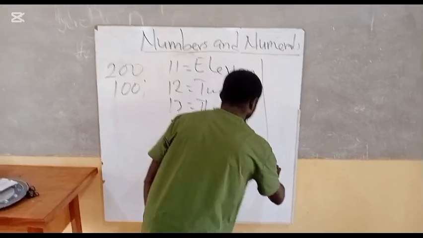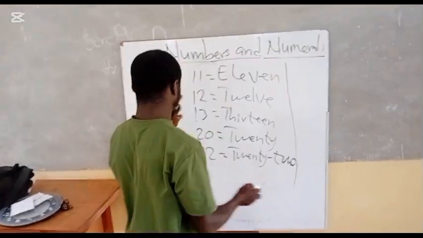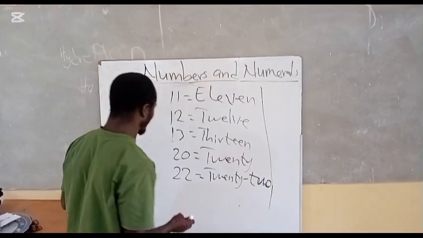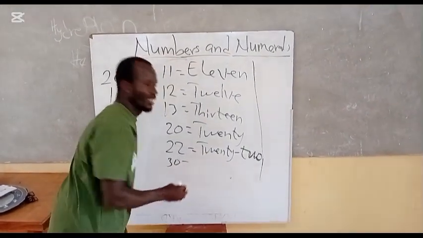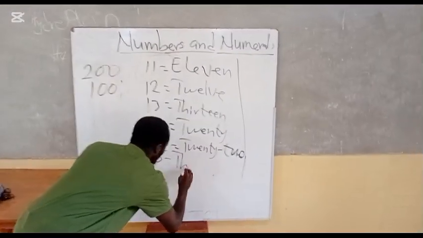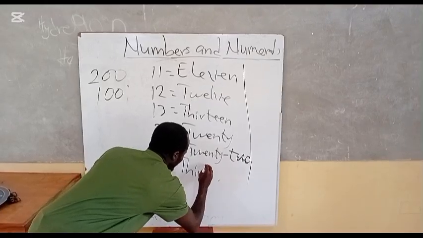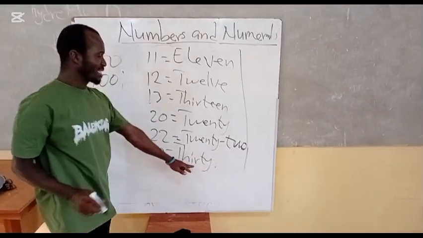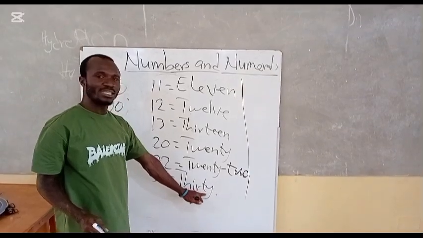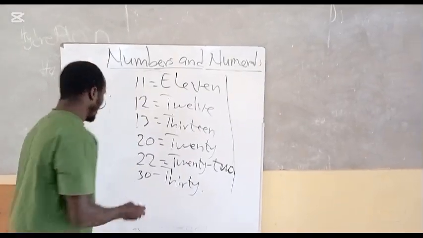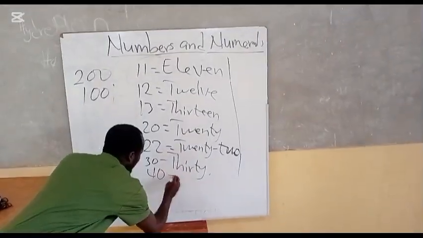So let's proceed with the zero numbers, like 30. So how do you write 30? So 30 is written this way. You have to write THIRTY. 30.